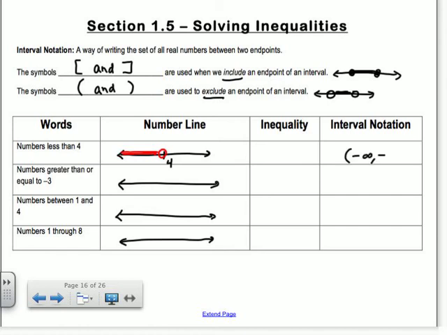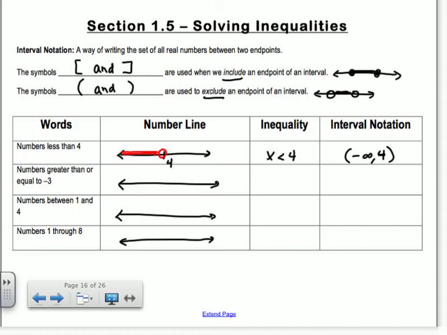Negative infinity to 4. All right, as an inequality, you would say numbers less than 4, so it's x is less than 4. So x is some number, and it's less than 4. All right, interval notation, you always read like a book from left to right, and you include all the numbers from left to right. So you start way down at negative infinity, you keep shading until you get to 4.